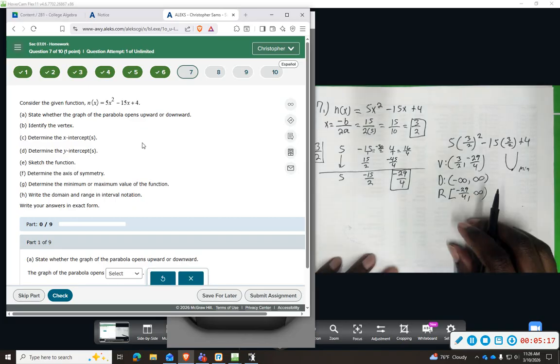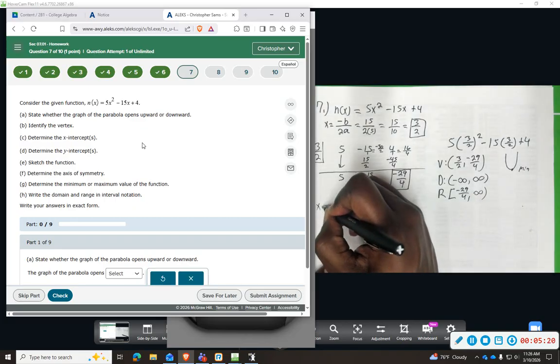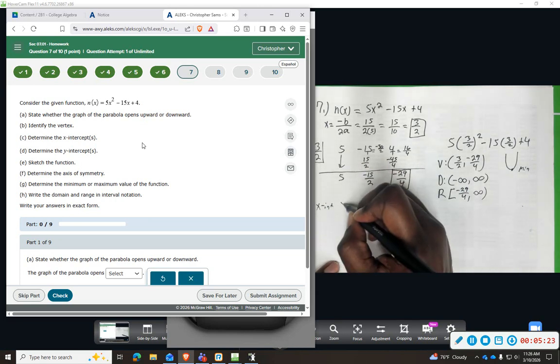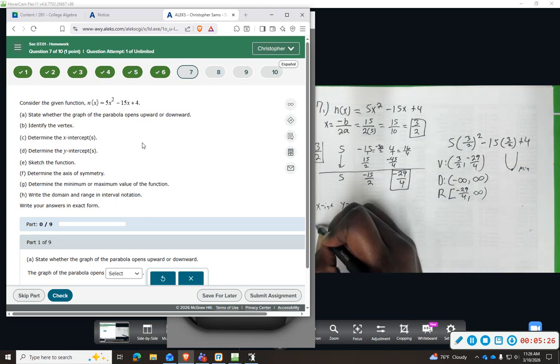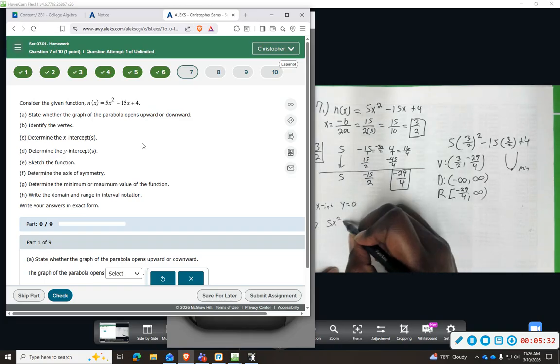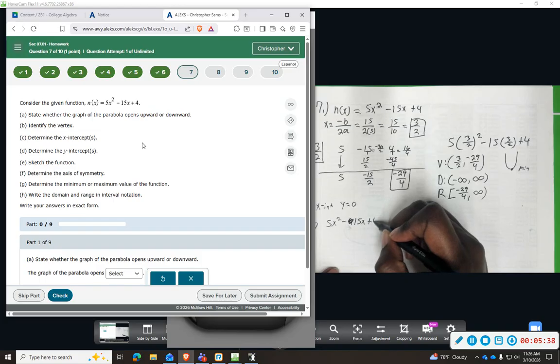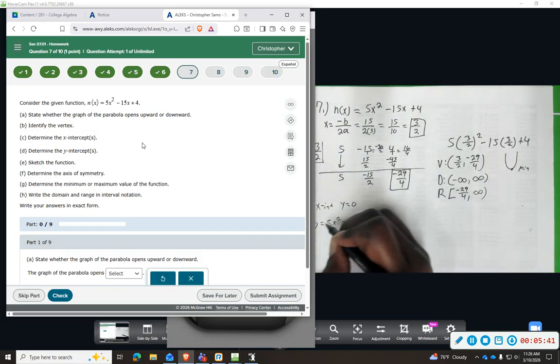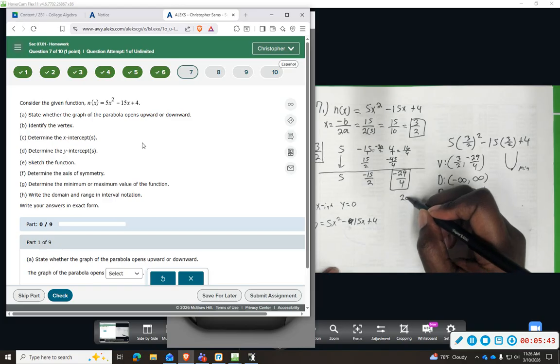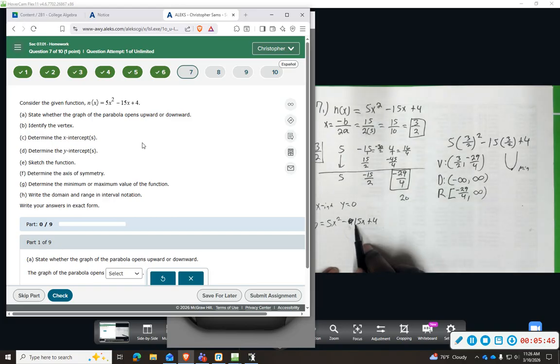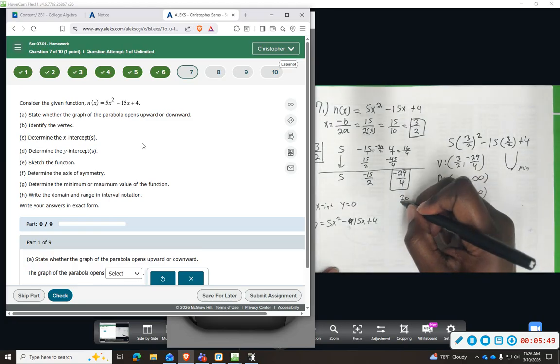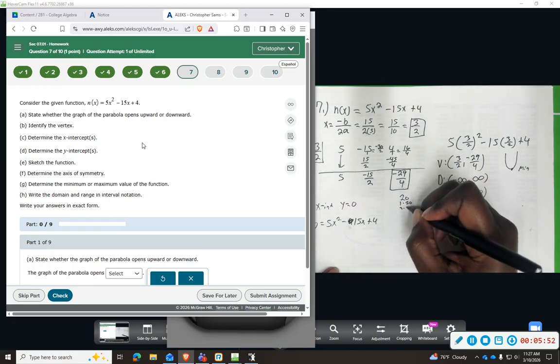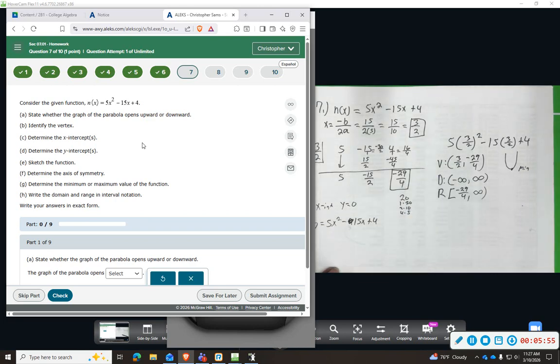We want the x and y intercept. X intercept, that means we're going to make y equals 0. So we would have to see if this factors. Plug a 0 in: 5x squared minus 15x plus 4. If we do 5 times 4, that gives me 20. Factors of 20 we want to add to get 15. I don't know if we can find any. 1 and 20, 2 and 10, 4 and 5. So it won't factor. This means we'll have to do quadratic formula.